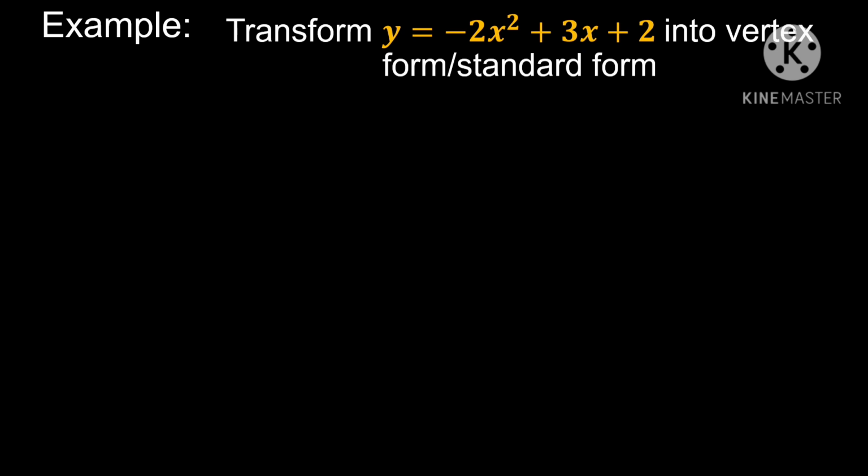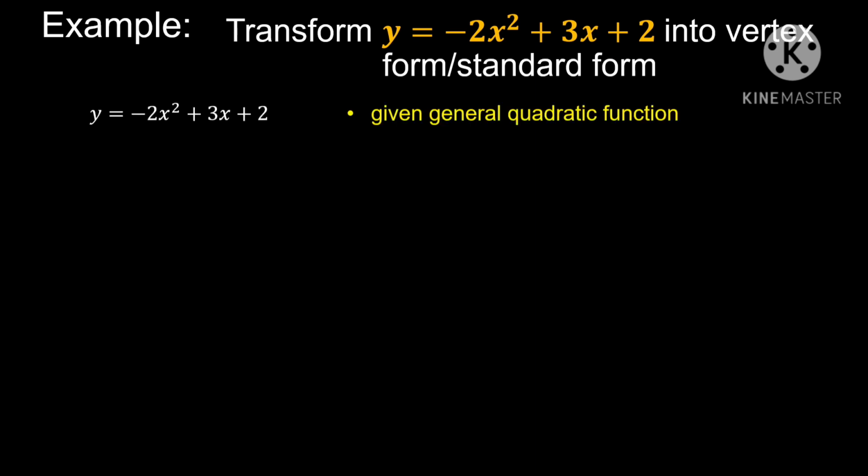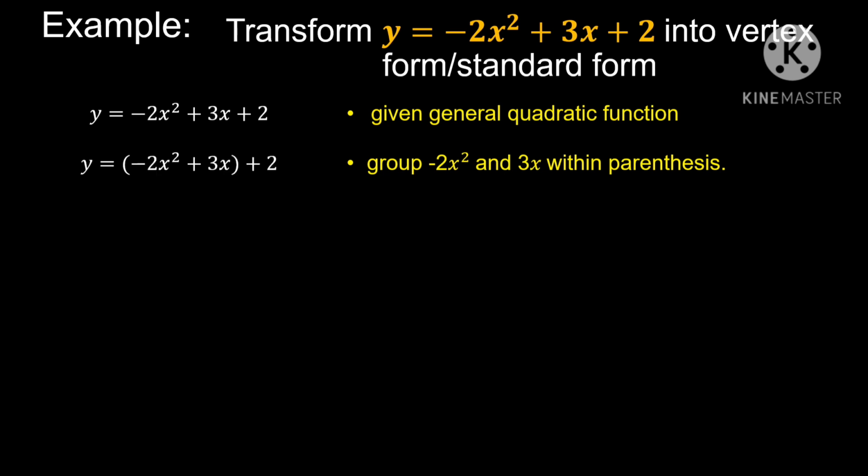Okay, so let us have now a particular example. Transform y equals negative 2x squared plus 3x plus 2 into vertex form or standard form. So the given general quadratic function is y equals negative 2x squared plus 3x plus 2. So we have to group negative 2x squared and 3x within the parentheses, meaning we have to isolate the constant. So we have quantity negative 2x squared plus 3x, then plus 2.